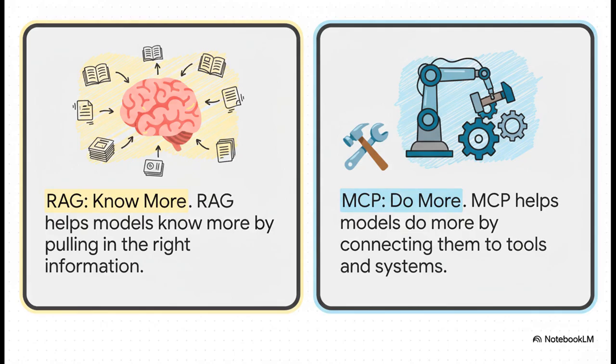Okay, this slide right here gets to the heart of it all. If you only remember one thing from this, make it this. RAG helps an AI know more by feeding it information. MCP helps an AI do more by giving it access to tools. It's kind of like the difference between a research assistant and a personal assistant.